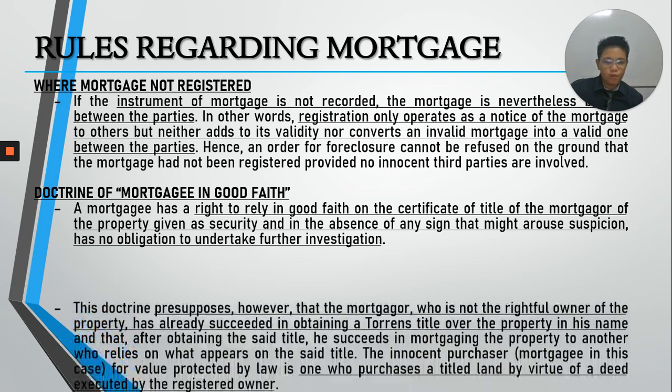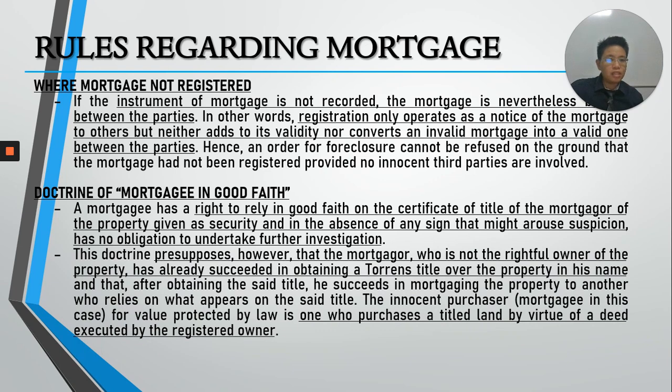But take note also that this doctrine presupposes na yung mortgagor na hindi may-ari ng property ay nakakuha ng titulo, torrens title ang tawag natin doon over the property. And ang galing niya, naparehistro niya sa pangalan niya. And after niyang naparehistro sa pangalan niya, he succeeds in mortgaging the property to the creditor. And the creditor simply relies on the certificate of title presented by the debtor. Tapos nakita niya, walang kahit na anong senyales na pwede siyang magkaroon ng duda.